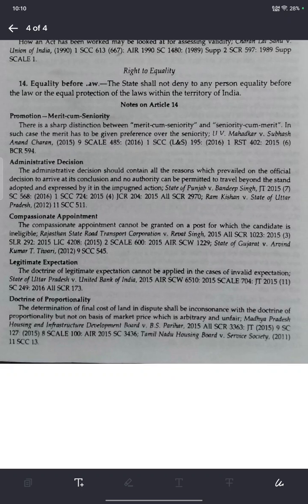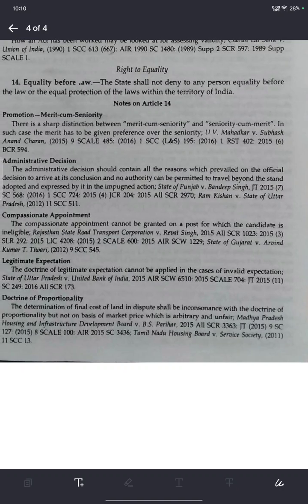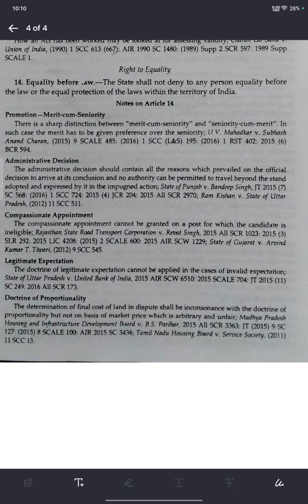Compassionate appointment: compassionate appointment cannot be granted on a post for which the candidate is ineligible. So only an eligible candidate can be appointed for compassionate appointment. Legitimate expectation: the doctrine of legitimate expectation cannot be applied in the case of an invalid expectation. That should be a valid expectation; an invalid expectation can't be applied.